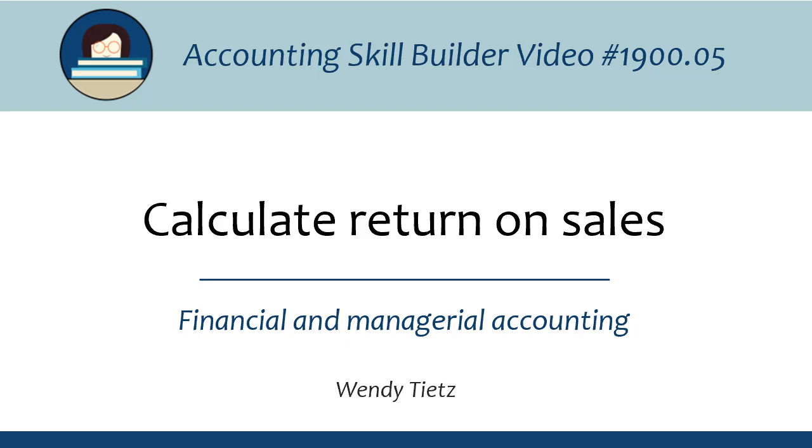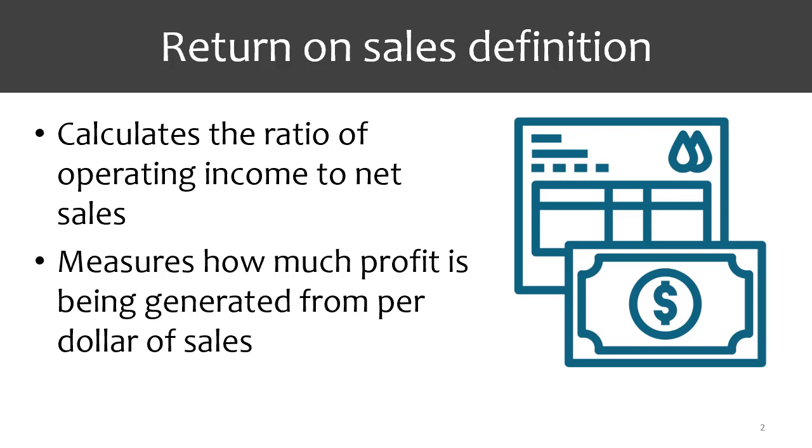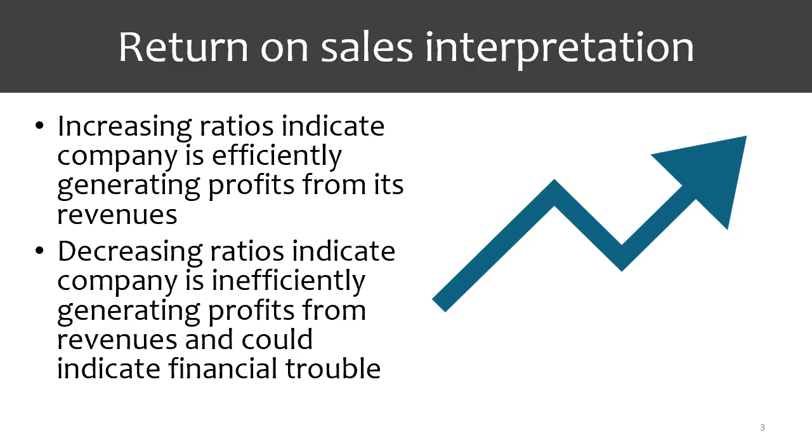In this video, we are going to walk through how to calculate return on sales. Return on sales calculates the ratio of a company's operating income to its net sales. It measures the amount of profit being generated for each dollar of sales. When interpreting the return on sales ratio, it is better to see an increasing trend.